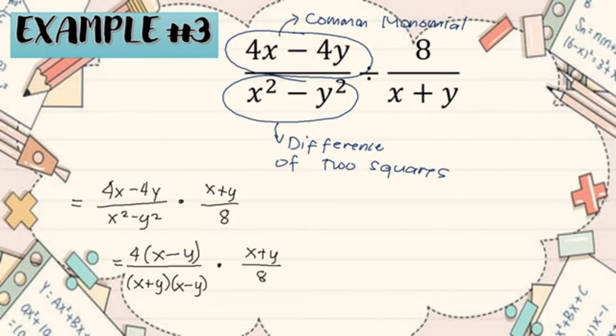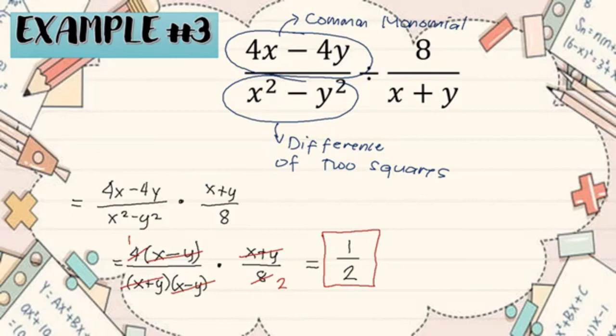Now we're going to identify what are the things that we could cancel. We could cancel x plus y and x plus y here because they are the same. We could cancel also x minus y and x minus y. Then we could also cancel 4 and 8 because we could still simplify them. What is the GCF of 4 and 8? Yes, their GCF is 4. So 4 divided by 4 is 1 and 8 divided by 4 is 2. Therefore, the answer is 1 over 2. And you need to box your final answer.